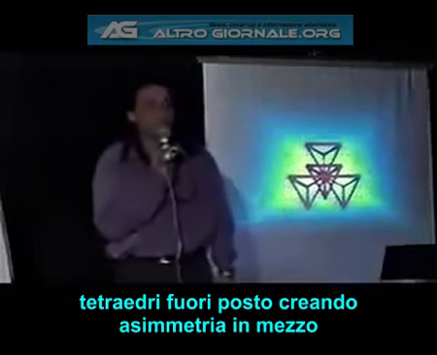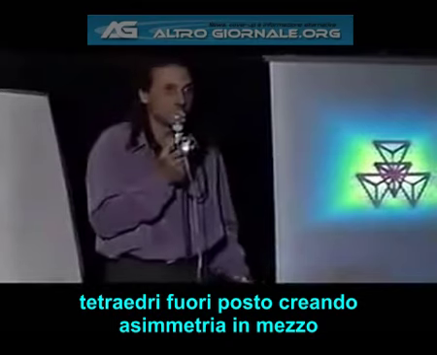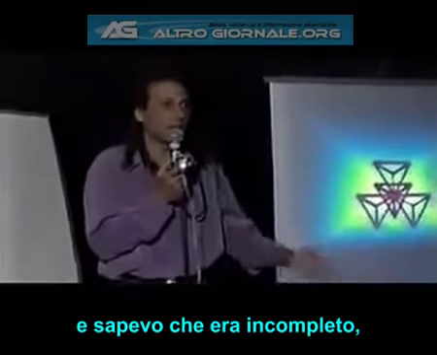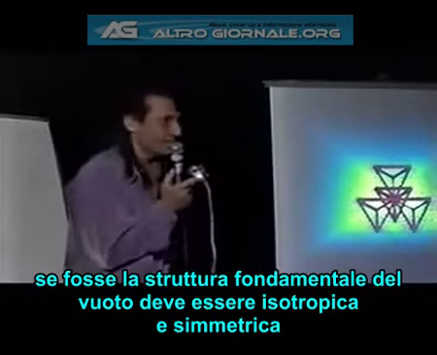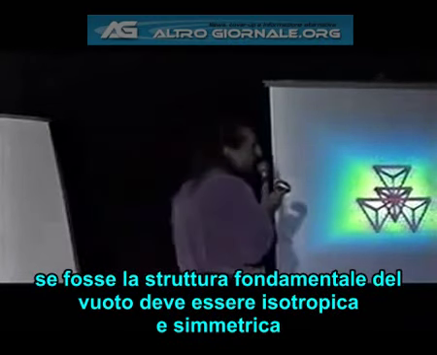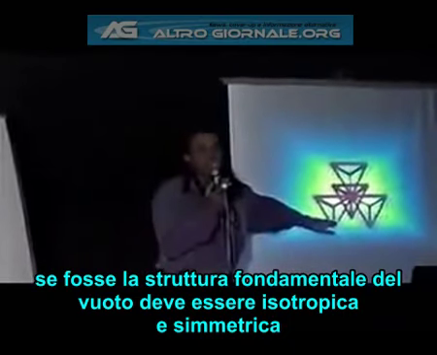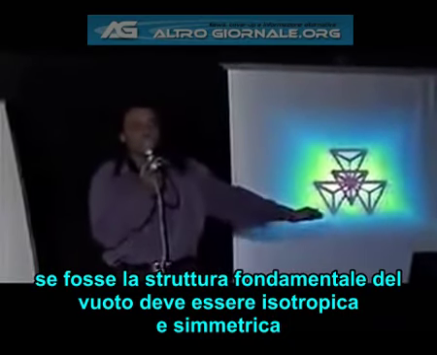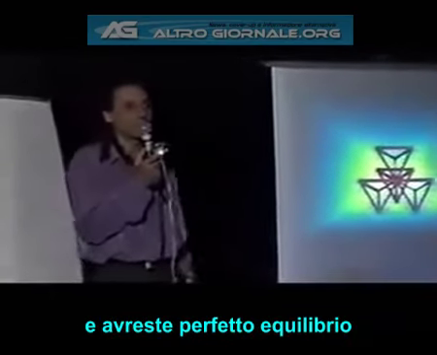Tetrahedrons completely out of place, creating a symmetry in the middle of symmetry. Now I knew this had to be incomplete, because if this was the fundamental structure of the vacuum, it had to be isotropic and symmetric so that you would have perfect equilibrium.